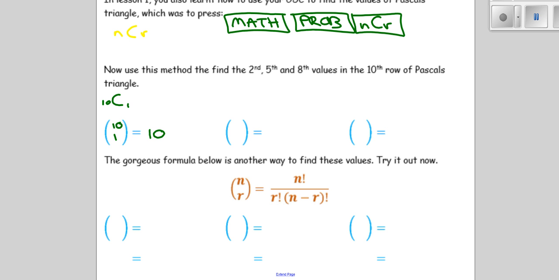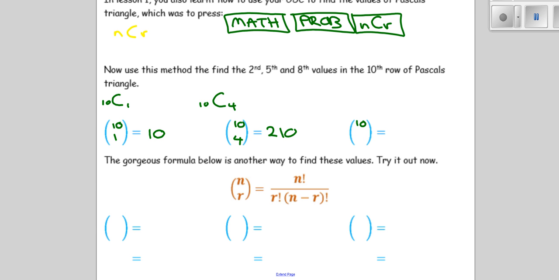Fifth term, we would have to find 10 and, you said 4. That's like finding 10C4. What was that again? 210. Okay. And to find the 8th value, would I do 10, 8? 10, 7. Yeah, exactly. So that's another little common mistake. People forget that a lot.